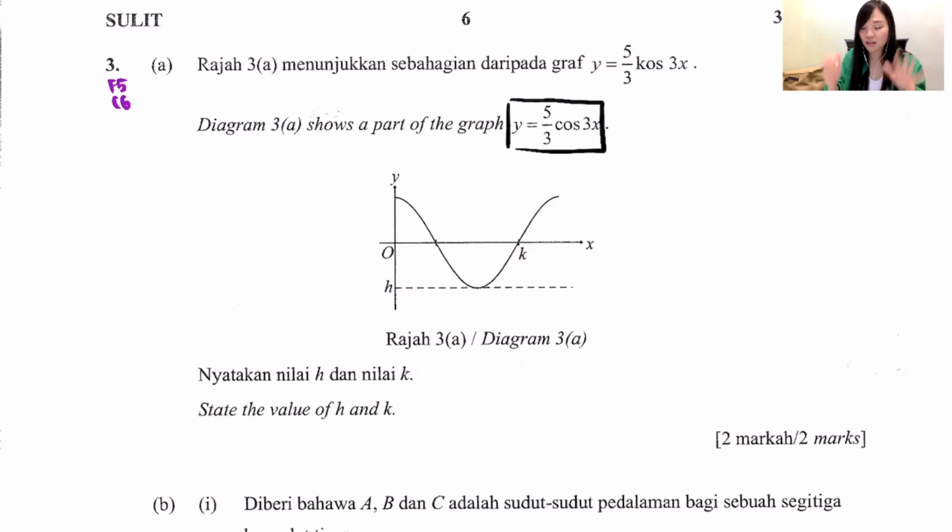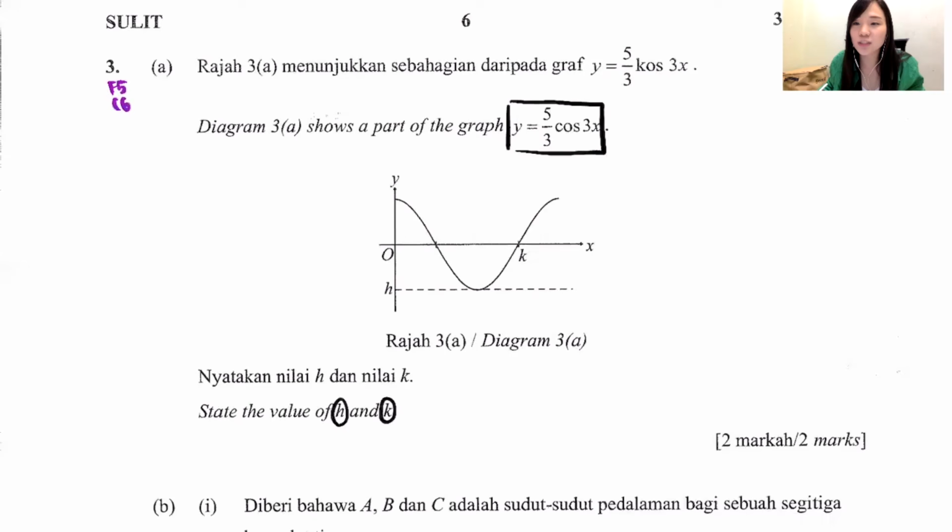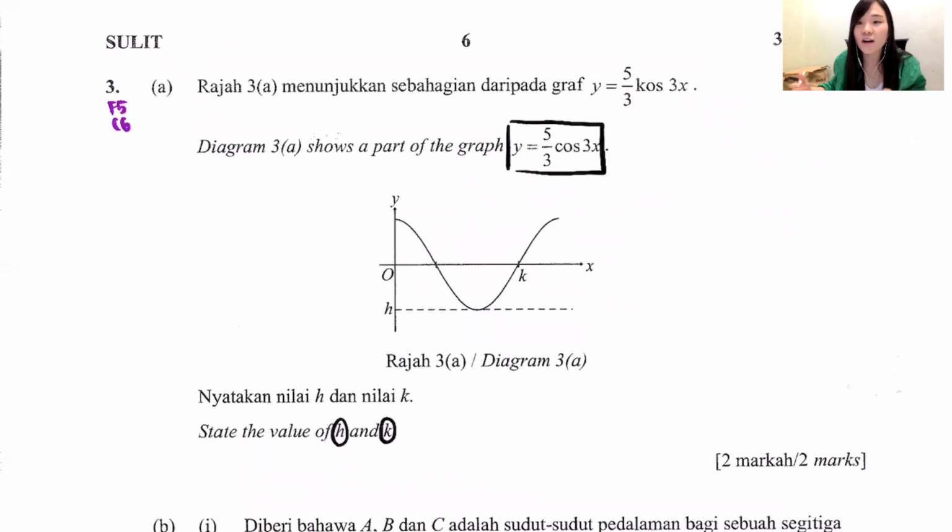Then they say, find the value of h, find the value of k. They only give you 2 marks. How do you do this, my dear? I hope you realize this question is quite obviously under the draw graph concept. I hope your basics are good. And I have a video about that. I put the video link on top. Don't know whether you have time to watch, but never mind.